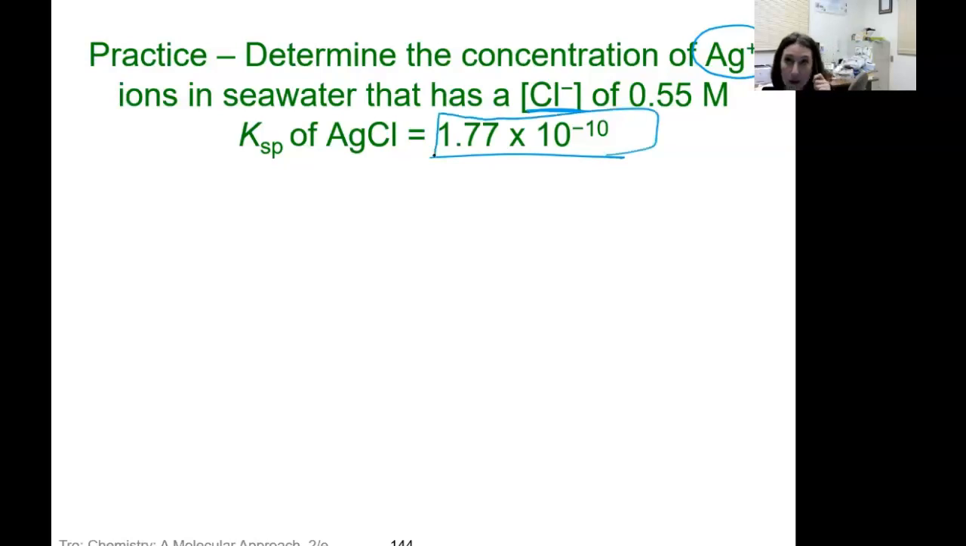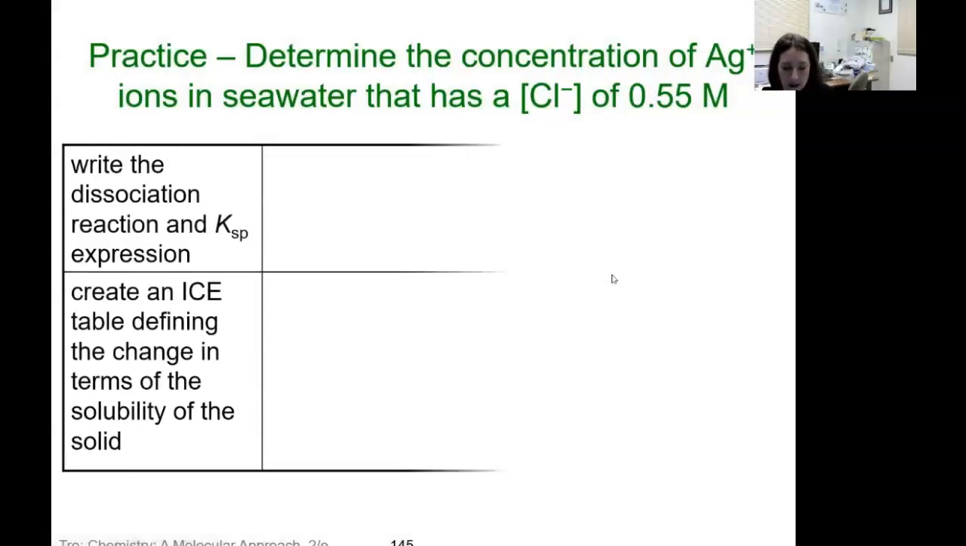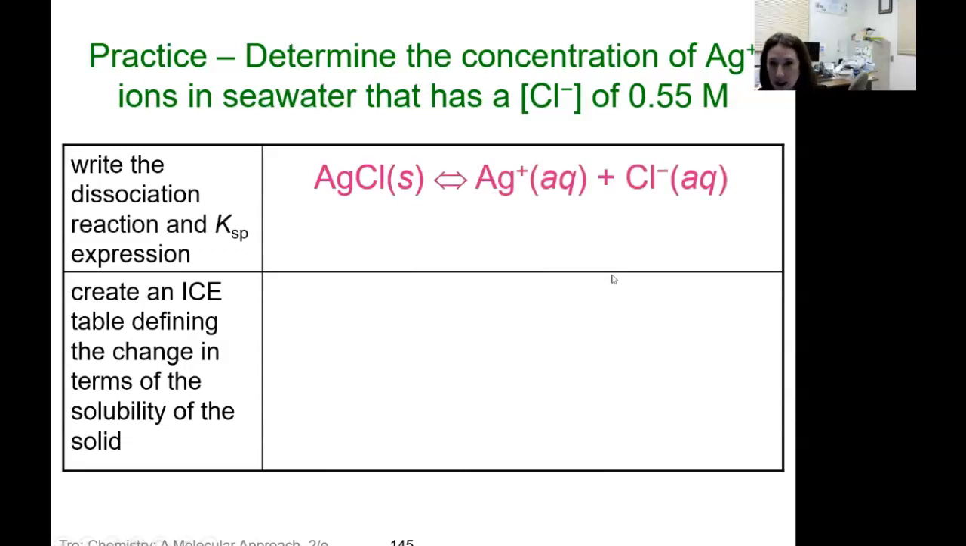I'm just going to put that in my brain, 1.77 times 10 to the negative 10th, because we're going to need it. So here is our equation, right? And we have 0.55 molar of this. We want to know what's that? So when this is 0.55, what is our Ag? And it was our KSP, 1.77 times 10 to the negative 10th.